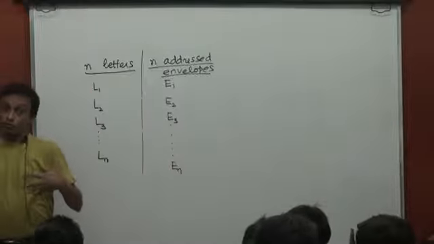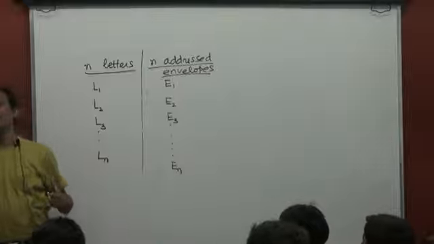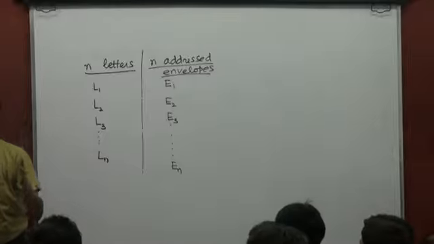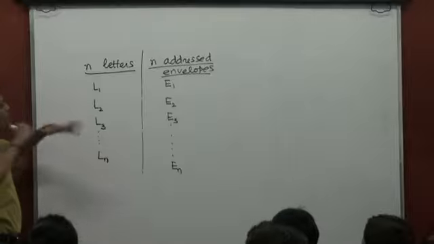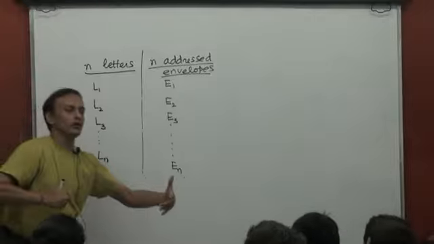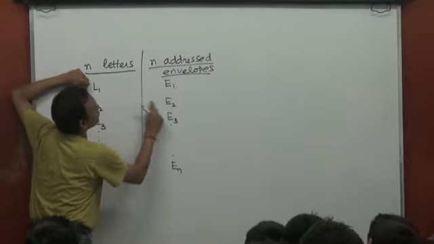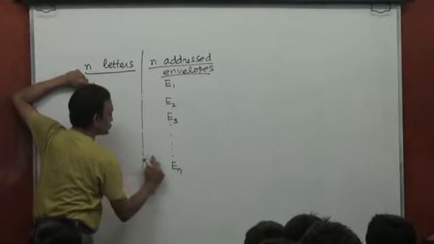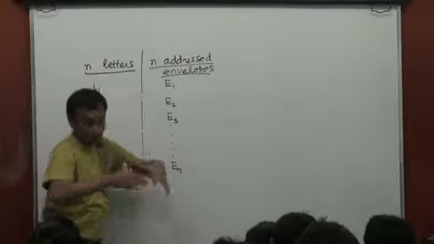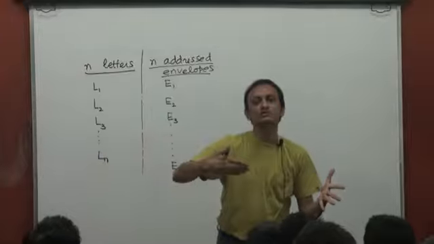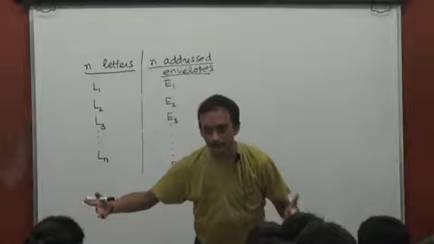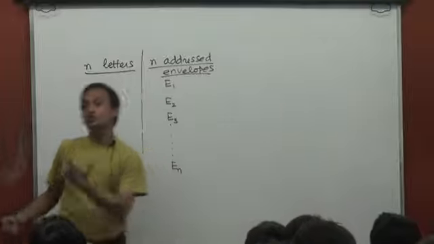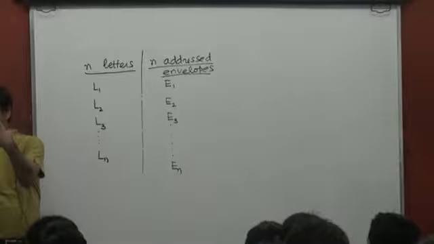Now, of these n factorial ways, there are some ways in which no letter would have gotten into its right envelope. For example, one way of ensuring no letter gets into its right envelope is L1 going to E2, L2 going to E1, L3 going to En, Ln going to En minus 1 and so on and so forth. That's one of the ways of putting letters not in their right envelopes. How many such ways could I generate such that not a single letter gets into the right envelope?